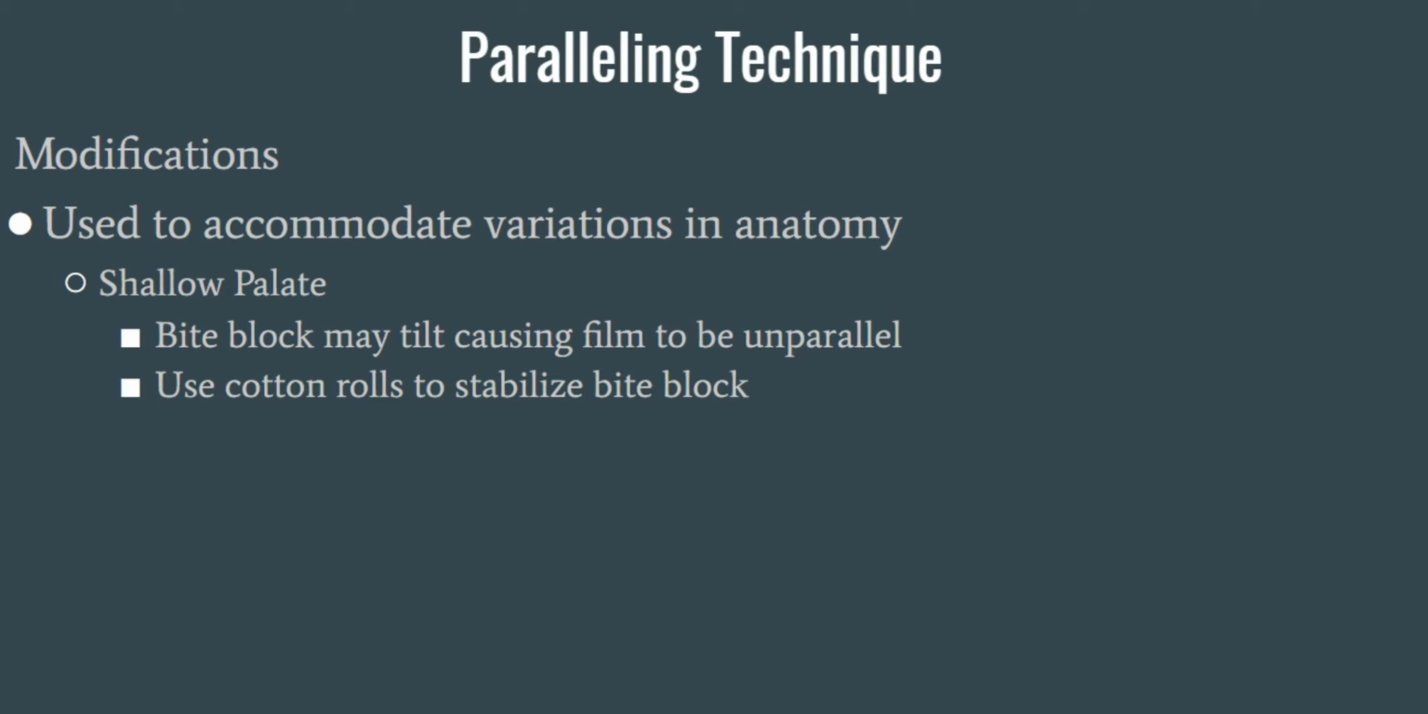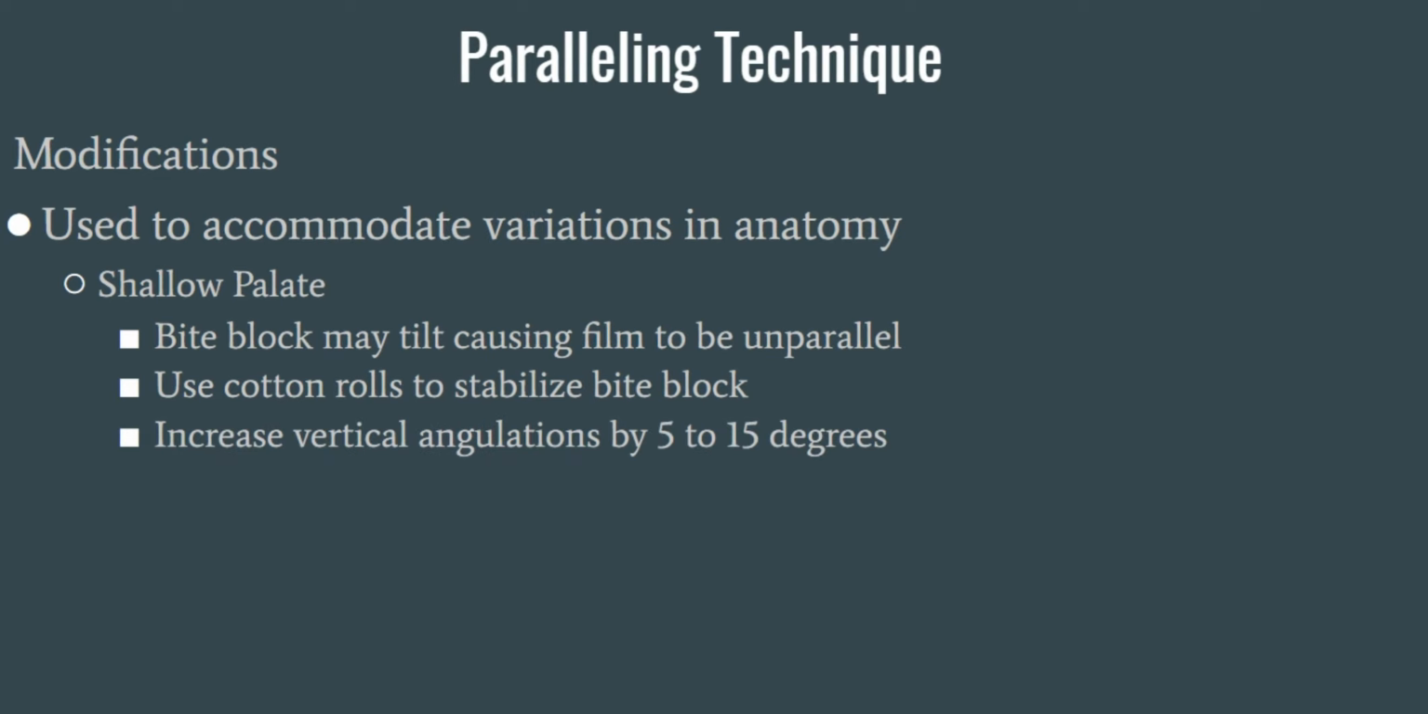Another option you have is to increase the vertical angulation by 5 to 15 degrees. This will compensate for the fact that the long axis of the tooth and the film are not parallel. However, you still may end up with a few image distortions because now you are not using that correct angulation, and it will lead to some different errors that will appear on the film.